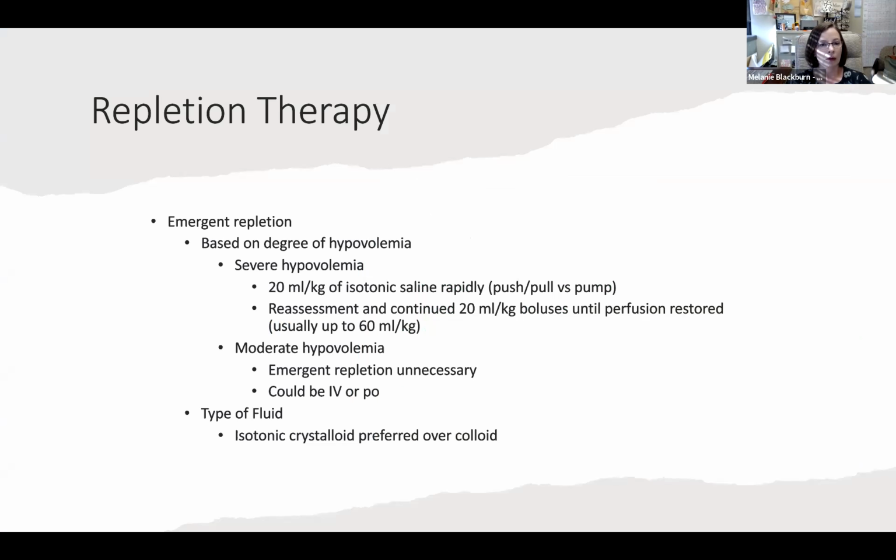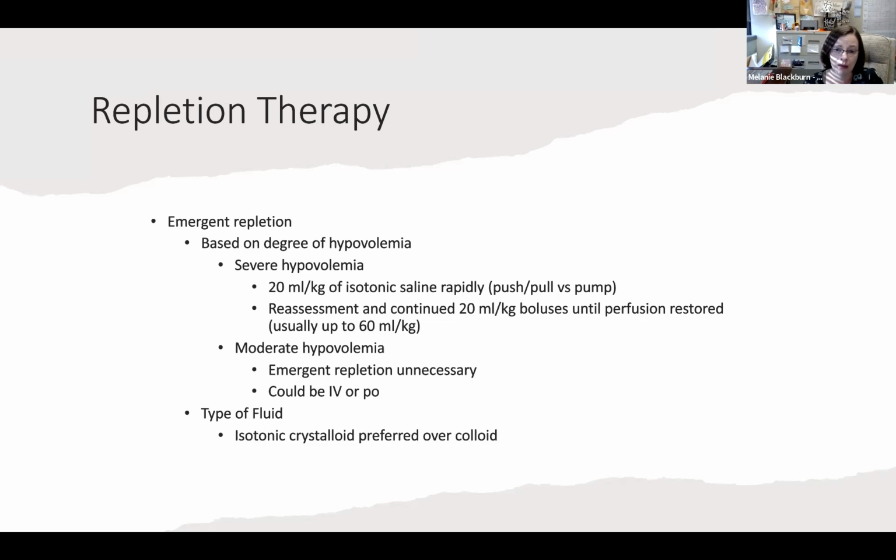So repletion therapy, we talked about emergent repletion. This is based on the degree of their hypokalemia. So if they're severe, if you've calculated their hydration status or their dehydration status, and they are in the severe category, then you're going to be giving 20 per kg boluses of isotonic saline. This is going to be rapid.